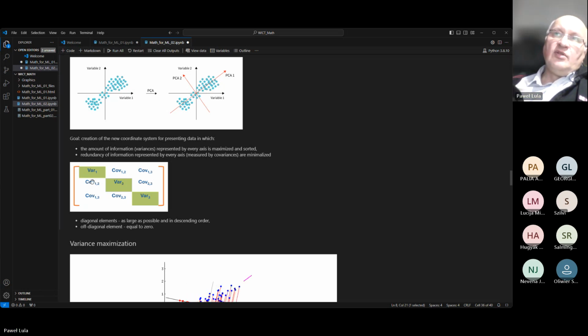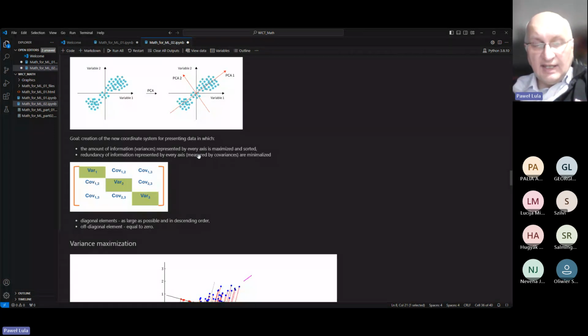So data are not correlated. So also we see that our solution fulfills the second goal, which was defined here, that we want to remove redundancy. And we did it, because now we have no redundancy in our new description of our data set, because all covariances are equal to 0. Because we have values which are not equal to 0 only on main diagonal.